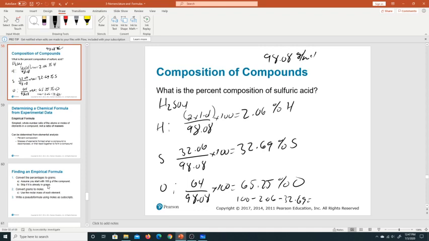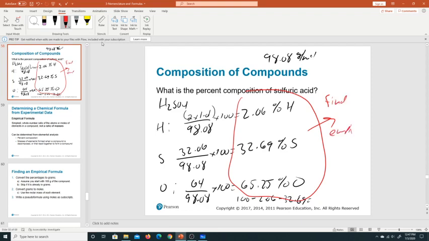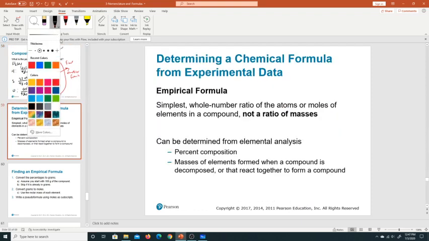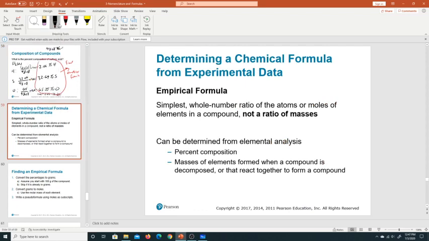Finding percent composition, you did because you knew what the formula already was. If you don't know what the formula is, we can use percent composition data to get to the empirical formula. So if you knew this, but you didn't know what the compound was, I can use this to find the empirical formula. Now the empirical formula is the simplest whole number ratio of a compound. It is not the ratio of the masses. It's the ratio of the moles.